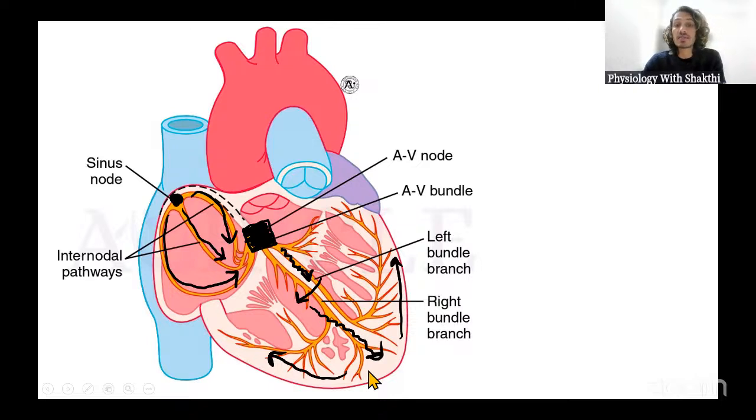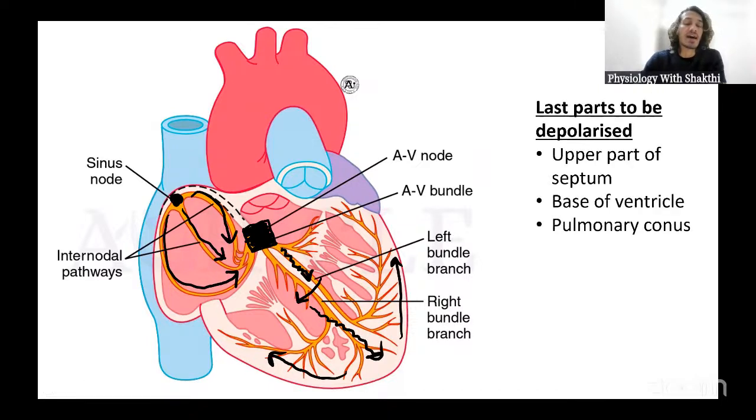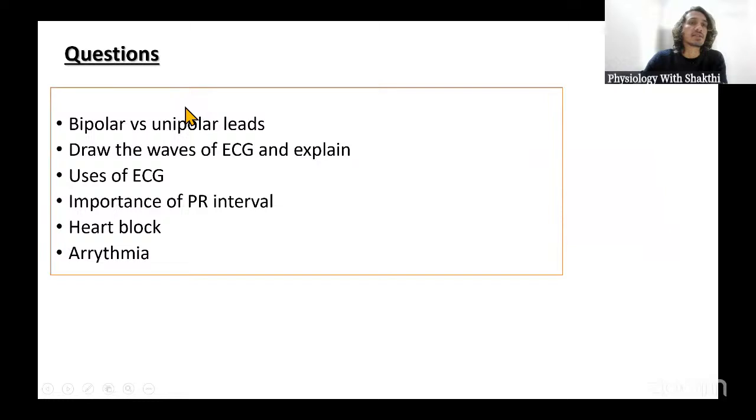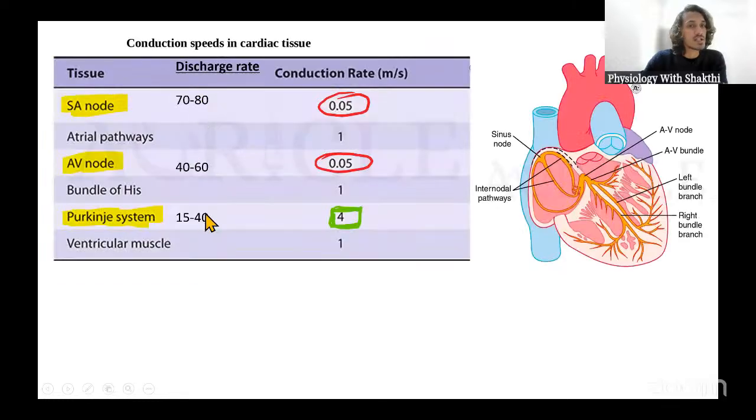So sometimes the question comes, which are the last parts of your heart to be depolarized? They are the upper back part of the septum, the base of the ventricle, and finally behind the pulmonary conus. The upper part of the septum, base of the ventricle, and pulmonary conus are the last parts of the heart to be depolarized. Now, as we were talking about earlier, the SA node and the AV node have lower conduction rates. The highest conduction rate is for the Purkinje system. If we talk about the discharge rate, highest is for the SA node, then the AV node, then the Purkinje system.